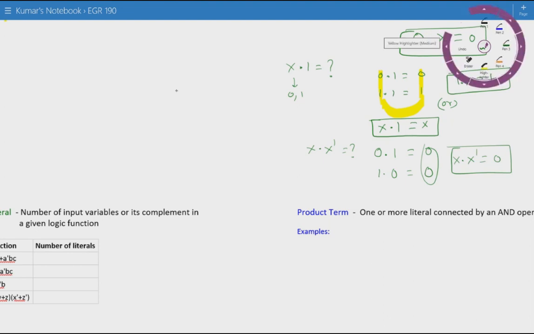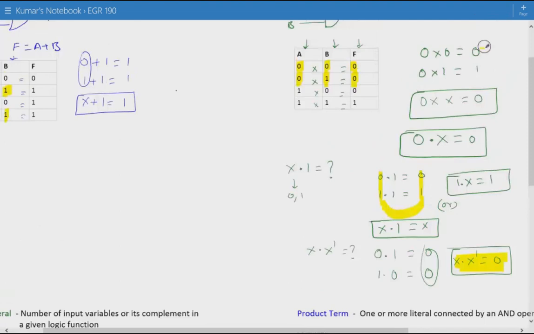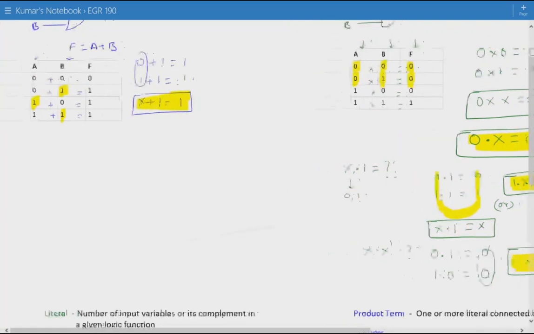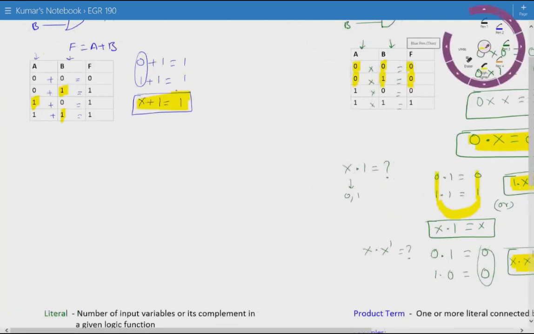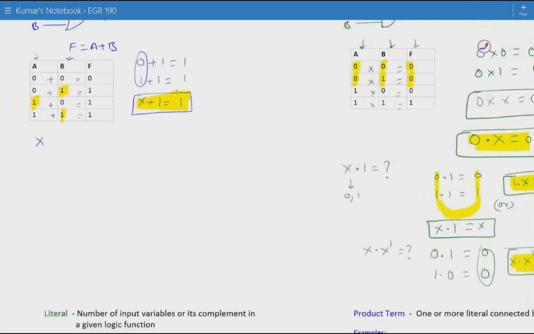So let me highlight the properties we have to remember. X times x bar is 0, right? 1 times x is x, 0 times x is 0. Here we have x plus 1 equals 1. And similarly, let's look into the other properties here. We looked into x plus 1 is 1. What is x plus 0?